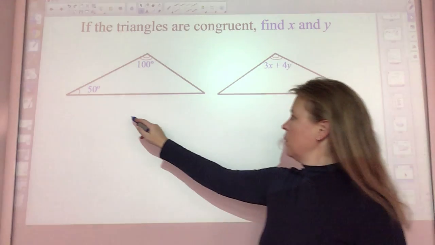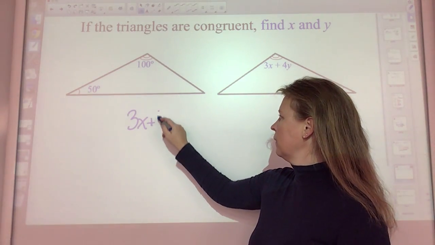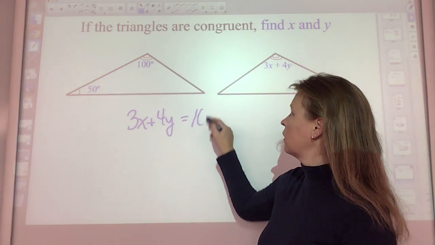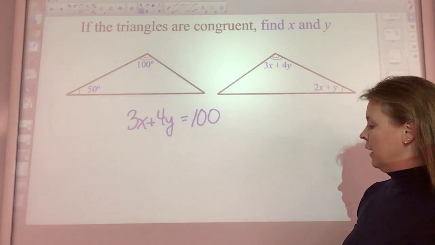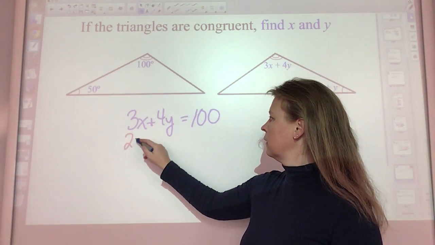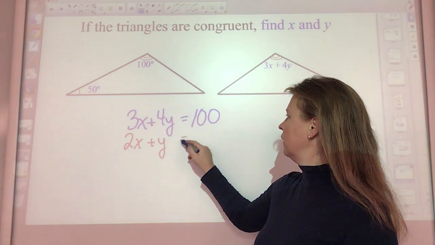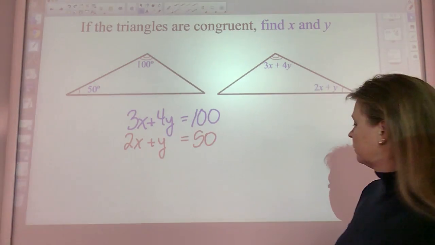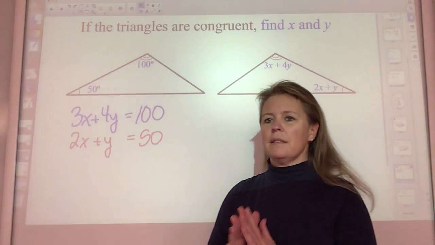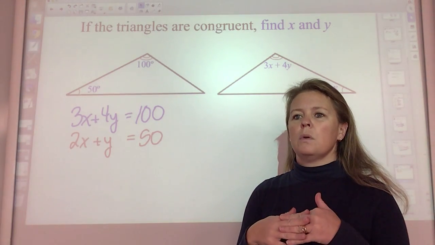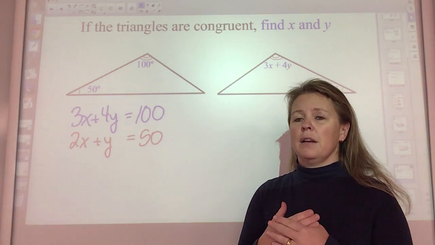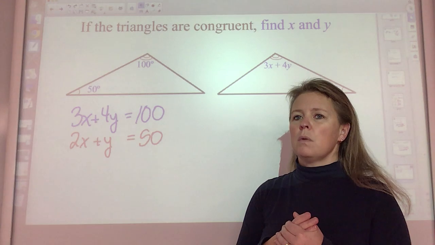I'm gonna set up my 3x plus 4y and set it equal to, there's a double arc, 100. And then right underneath that, I'm going to set up my 2x plus y and set it equal to 50. There's a chance that you may slightly remember how to do either substitution or elimination and try to find your x and your y. I'm going to do one of each.